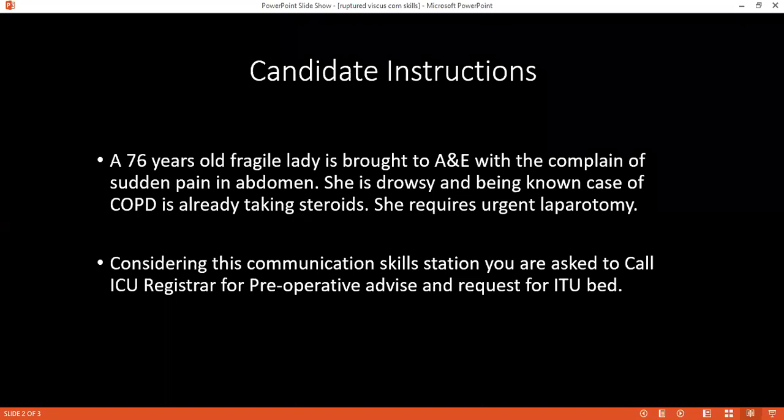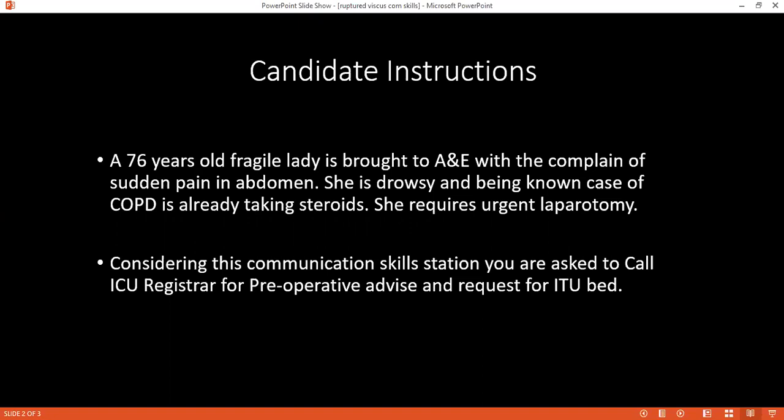Hello, I'm Dr. Muhammad. I'm working at the Hospital. I'm going to speak to the ITU registrar to inform him about a case where the patient might require a laparotomy and would like to book a post-op bed in the HDU. Am I speaking to...? Yes, Doctor, I'm Dr. Saif, the duty ITU registrar for today. Can you summarize your case, please?